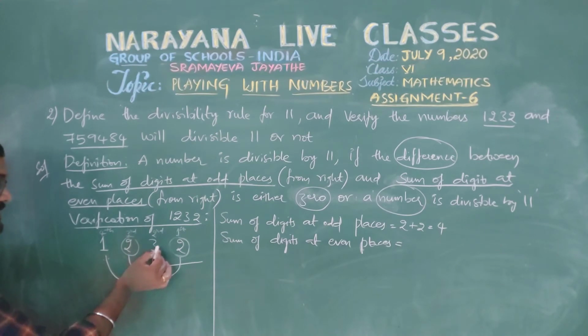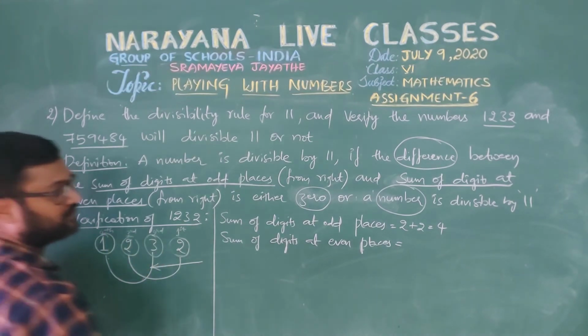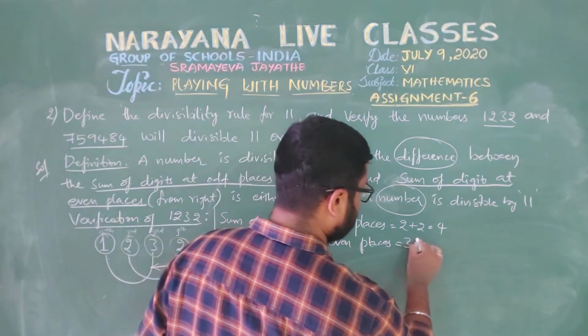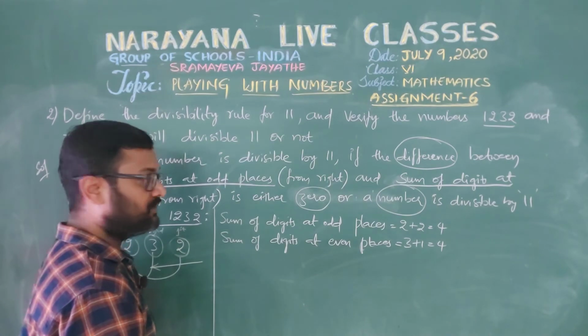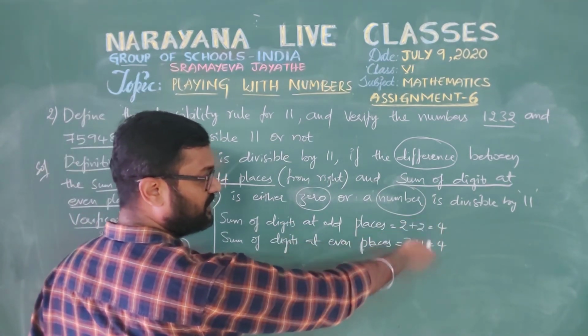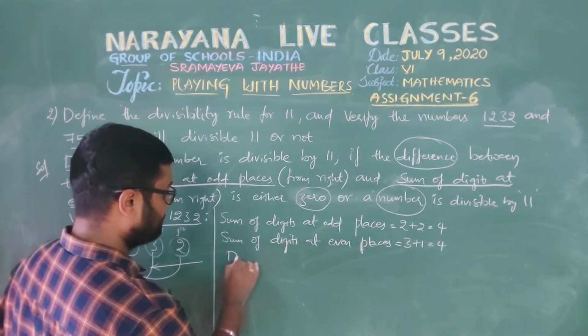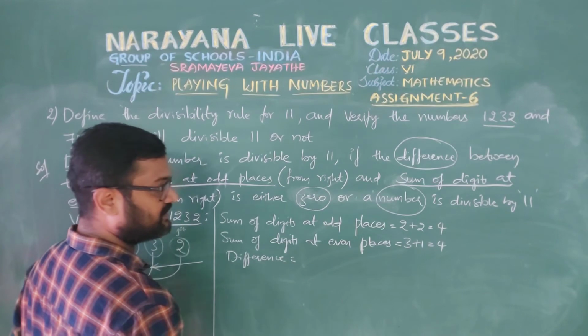What are even places? This is at even places, second place, isn't it? This is fourth place. So even places, now this 3 and 1. So that is 3 plus 1, which is nothing but 4. Isn't it? So now the difference between these two. Let's find the difference.